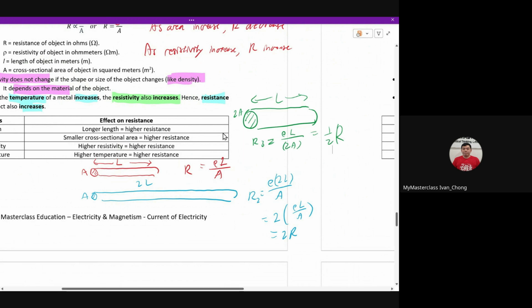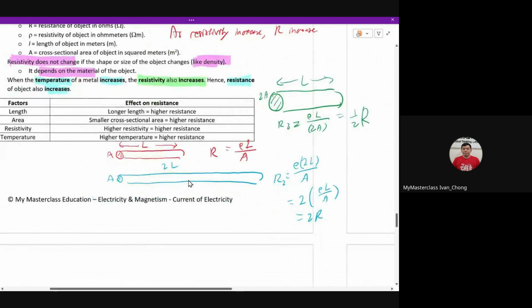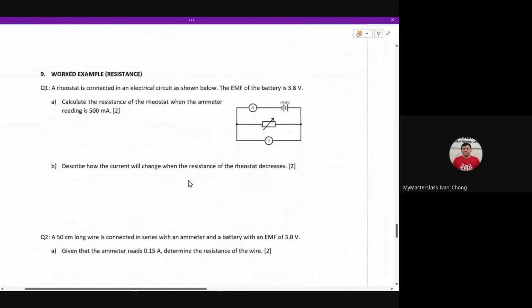Okay? And especially for the IP students, they are not going to just change one factor. They're going to change 2 at the same time. They're going to change the length and the area. You need to know how to solve. So basically, it's a lot of maths. You just need to substitute in your new values, compare it with your original rho L over A, and then you just solve for your value of resistance.